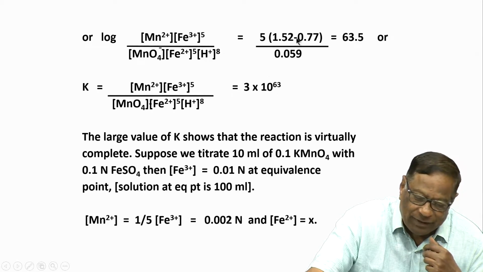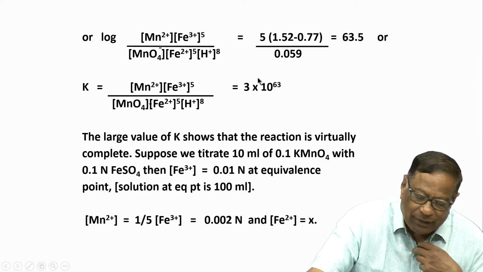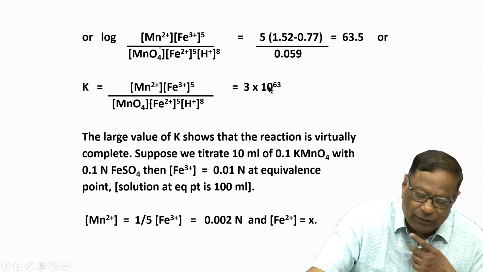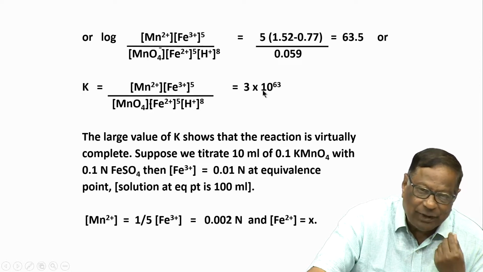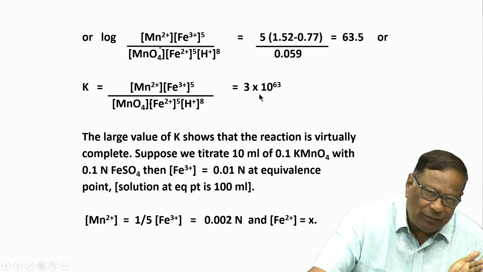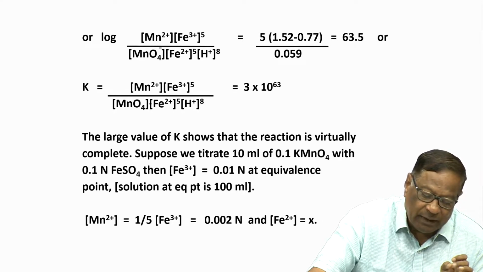You just solve this equation, you will get 63.5, convert it into logarithms, anti-logs. So, K is equal to 3 into 10 raised to 63. This large value shows that the reaction is virtually complete. That means, in presence of acid, you can oxidize all the iron, ferrous to ferric. And what is the oxidant here? Potassium permanganate.